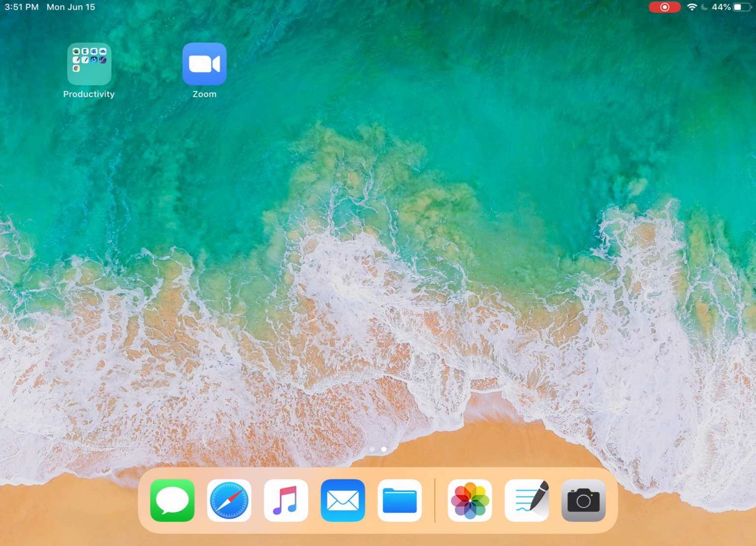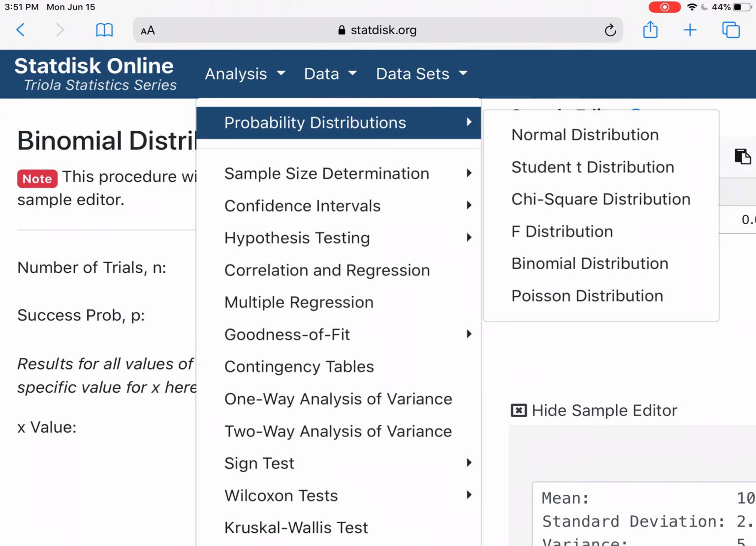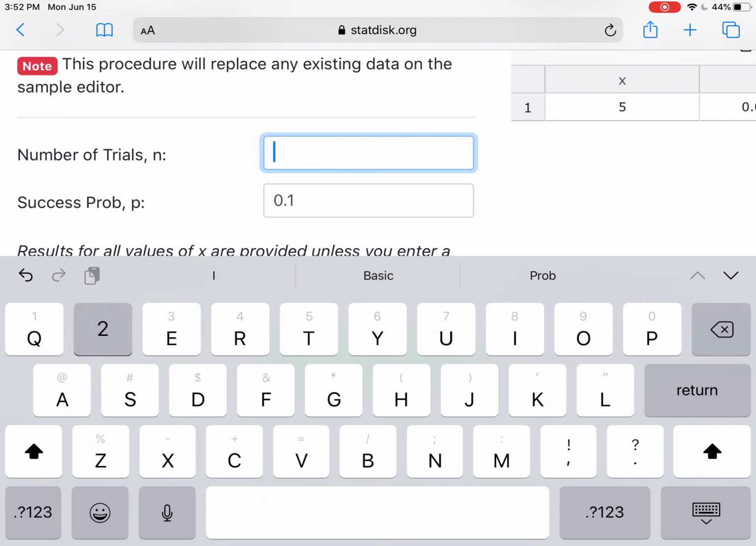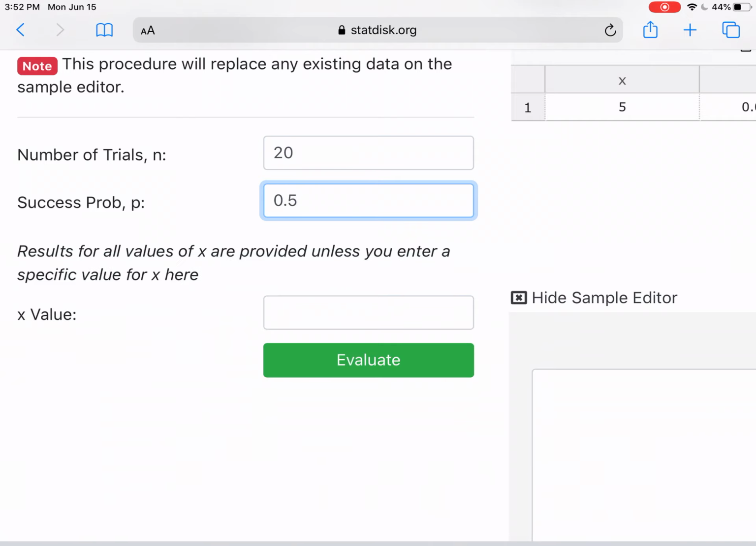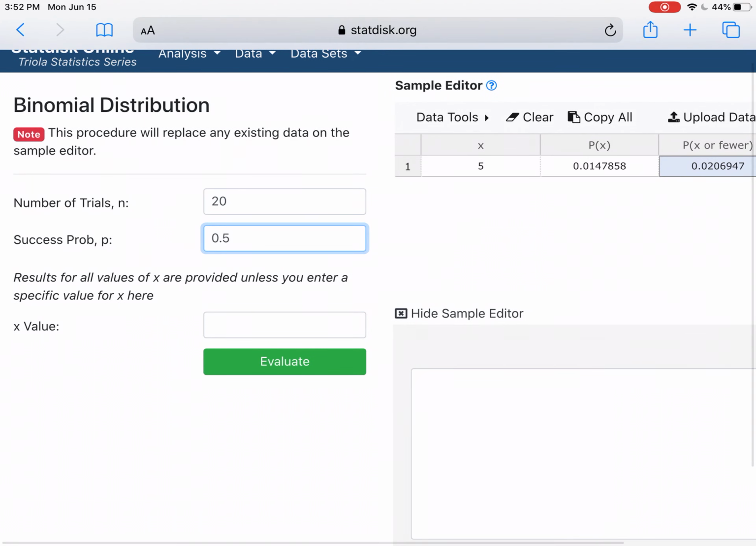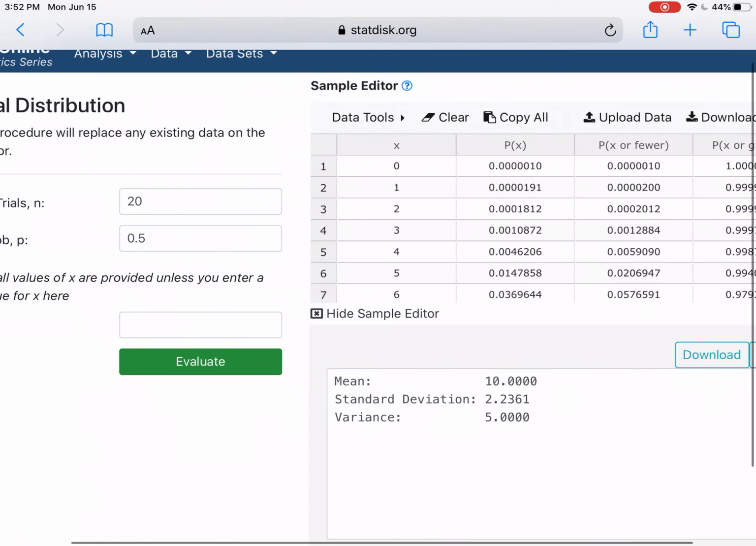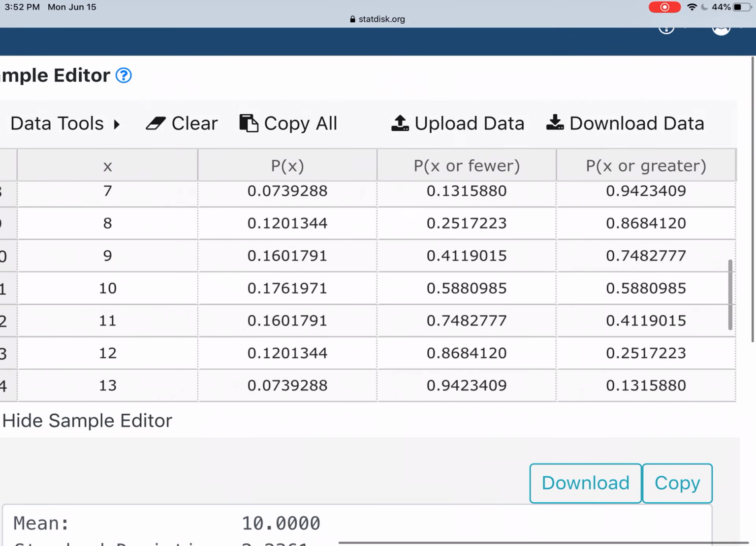So over here in StatDisk, I choose Analysis, Probability Distribution, and then Binomial Distribution. We're going to plug in the value of 20 and 0.5 for the value of p. I'm going to leave the value of x empty, although we would put 6 if you want, but I'm going to just show you that it will show all these values of x. So here, in this table over here, we see all these values of x, and it continues on.